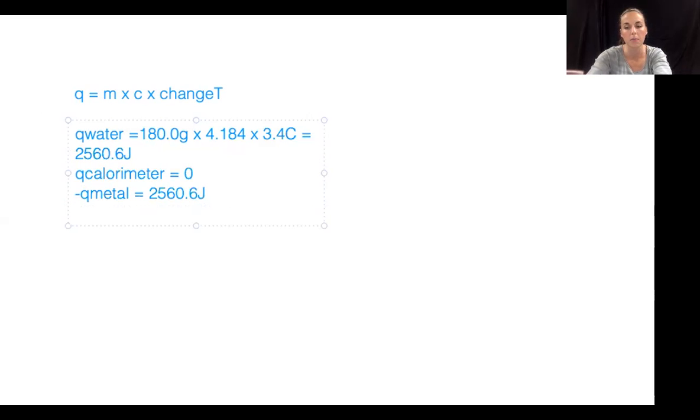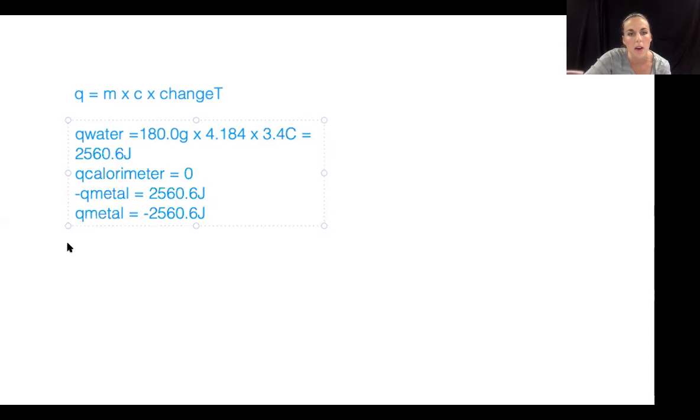And in order to fix it, I just switch the negative sign over to the other side. So negative 2560.6 joules, which makes sense. If the water absorbed that much heat, that means my metal released this much heat. And let's go back and see what they were actually asking. They said, what is the specific heat of the metal?